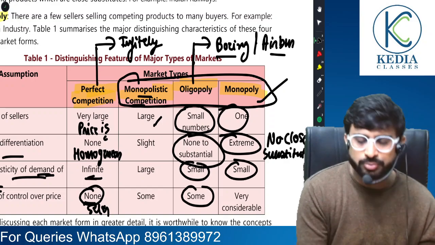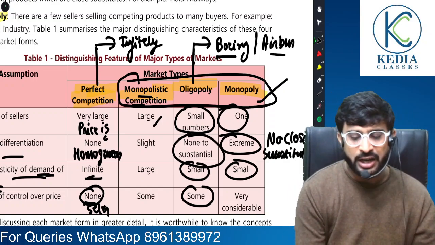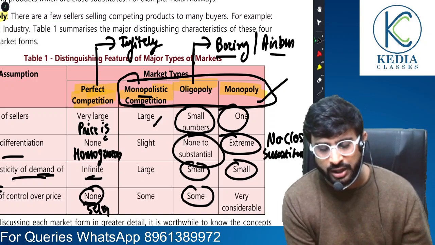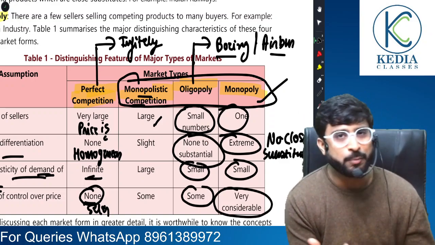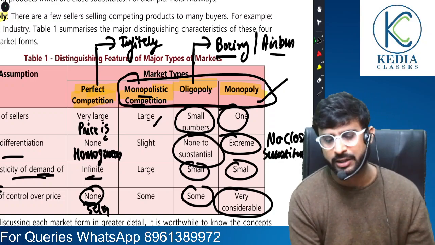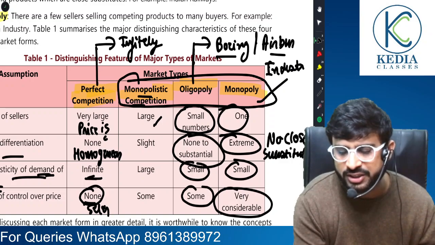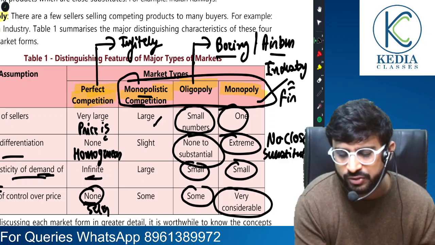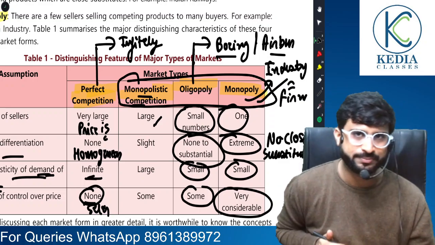Elasticity of demand is very small here. You know why? Because customers have no other alternative. And since customers have no other alternative, a monopolist has high control over their price, because nobody is going to do anything, because monopolist is the single seller in the market. So monopolist in itself is the industry, monopolist itself is the firm, and monopoly itself is the industry. So in case of monopoly, firm is equals to industry.